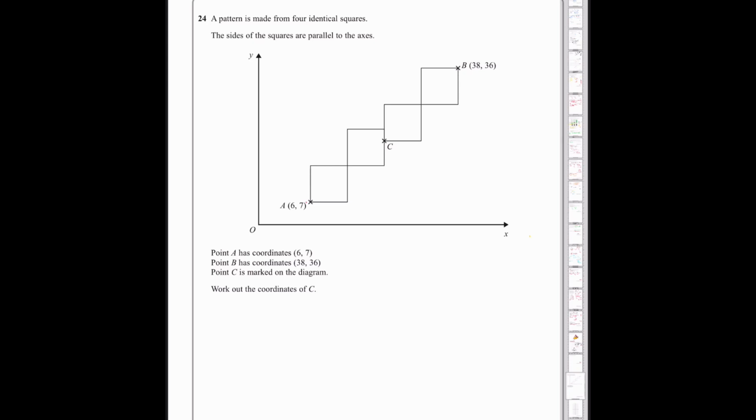Okay, so question 24. This was tricky, I thought. But once you kind of understand it, you'll get it. But these ones are really hard to teach because they bring out these silly questions. You're never going to have to do this in your life.